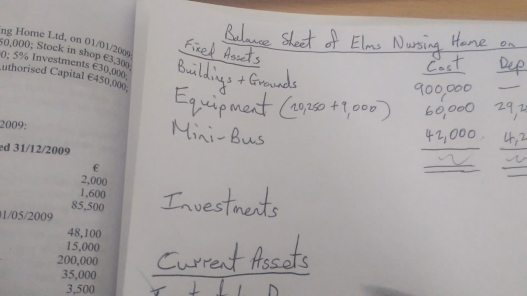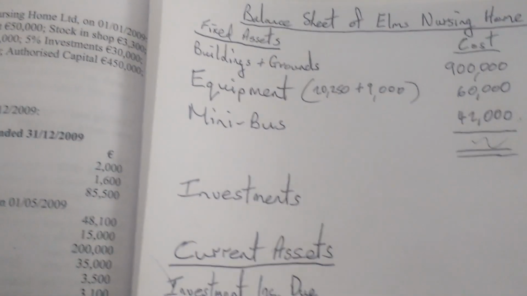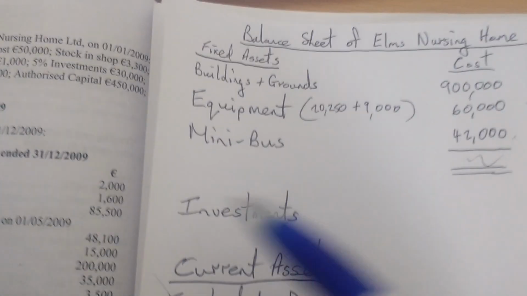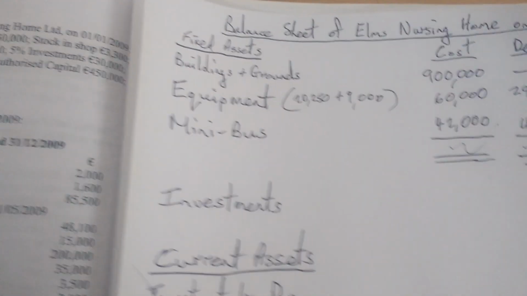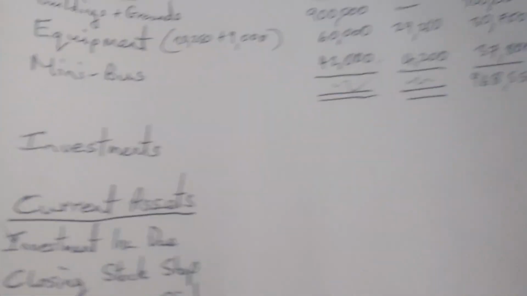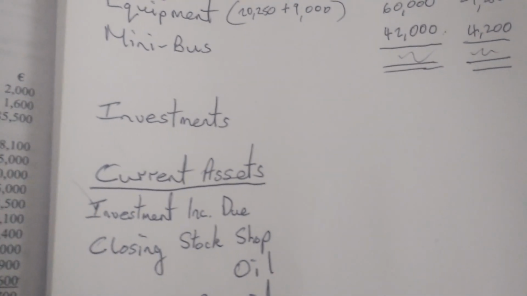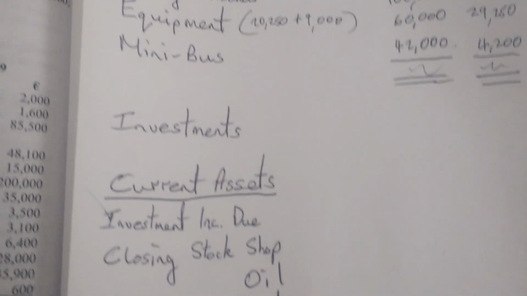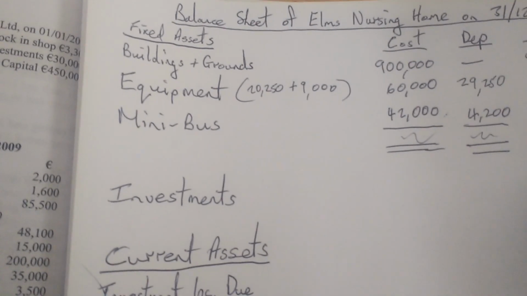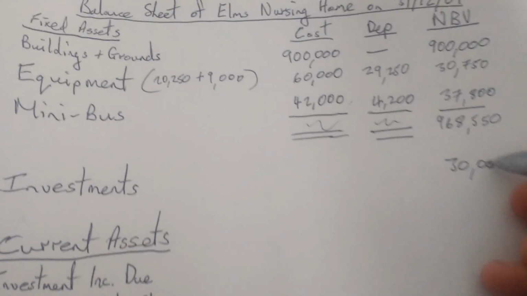Okay, so next thing is the investments. Now you can, if you want, have a financial assets heading there, or just stick the investments straight in as they are. Now the investments, again, the figure can come straight out of the statement of capital and reserves that you did at the start, and it was in that it was 30,000 the investments were.